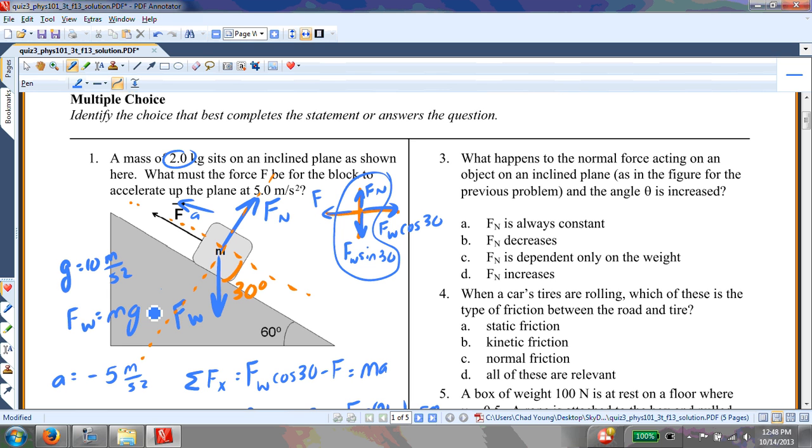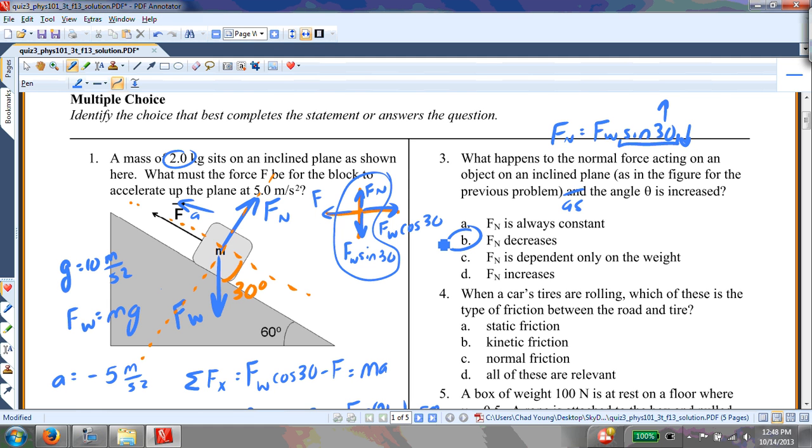What happens to the normal force on an object on an inclined plane as the angle theta is increased? This should say "as"; I'll fix it on the paper. So as you increase that angle theta, remember my normal force equals FW sine 30. If theta goes up, this sine 30 term actually decreases. So if that angle decreases, the normal force decreases, B.